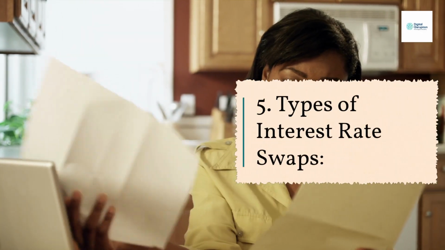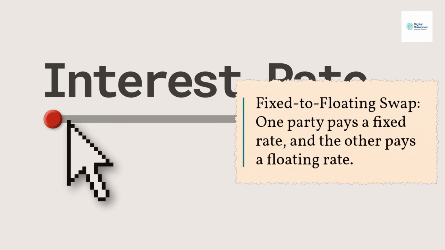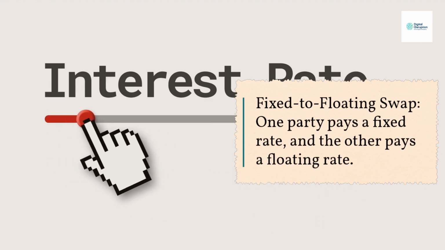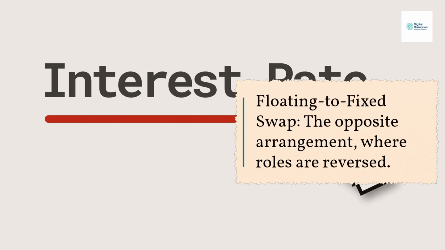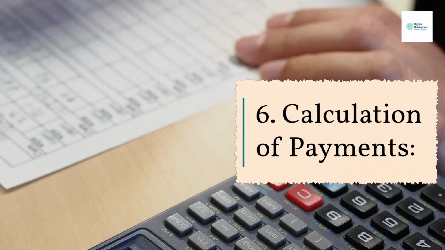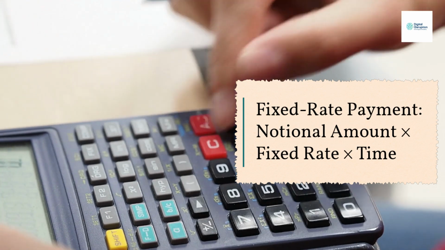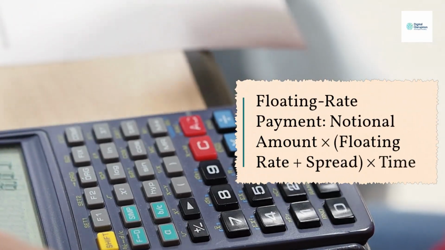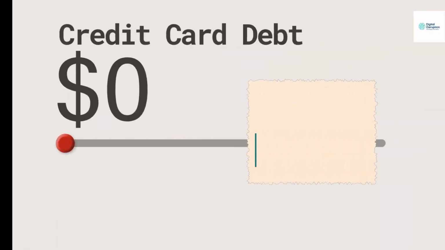5. Types of interest rate swaps. Fixed to floating swap. One party pays a fixed rate, and the other pays a floating rate. Floating to fixed swap. The opposite arrangement, where roles are reversed. 6. Calculation of payments. Fixed rate payment. Notional amount times fixed rate times time. Floating rate payment. Notional amount times floating rate plus spread times time.